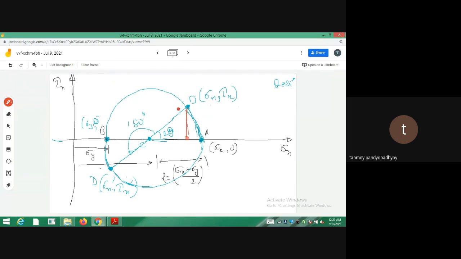So I will be getting some point, say E. So this is the coordinate. I am calling it tau n, and this is the coordinate. So this distance I am calling sigma n. Well, let's call it OE. So if this point is E, let's calculate what is OE. So what will be OE?